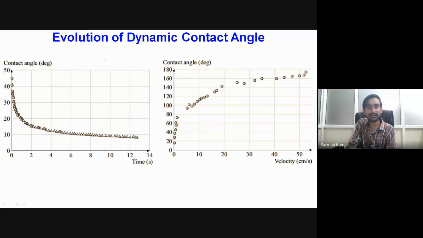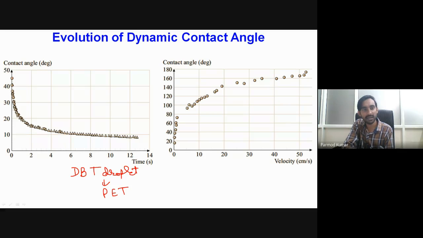Then this is the typical evolution of dynamic contact angle shown over here. The first plot is for a DBT droplet spreading over a PET surface. Here you can see that initially the droplet has a high contact angle of around 45 degrees, and while time proceeds, the droplet tries to reach the state of static equilibrium, and its contact angle reaches a value close to 10 degrees.